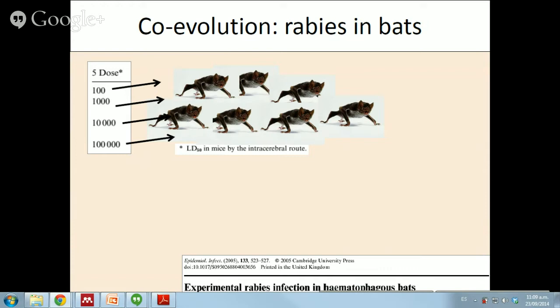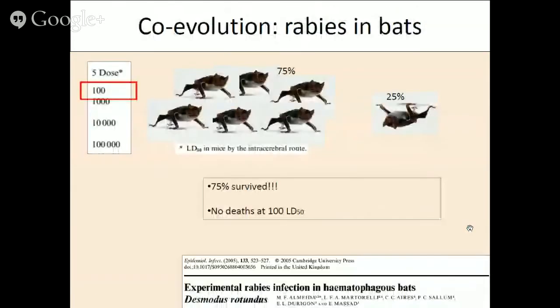put 100 of the doses that kill mice, a group of mice, and the result was that 75 of the bats survived the challenge, and this is surprising because no bats were killed by the lowest doses of the rabies inoculation. So this is a nice example of how bats co-evolve with this virus that is known to be the most mortal virus in the world.